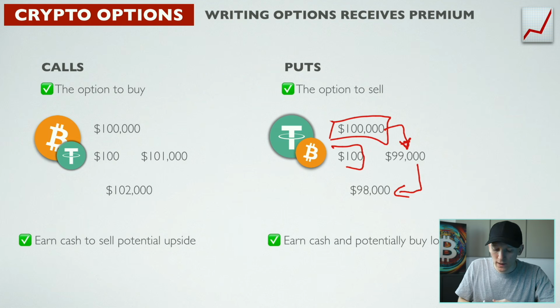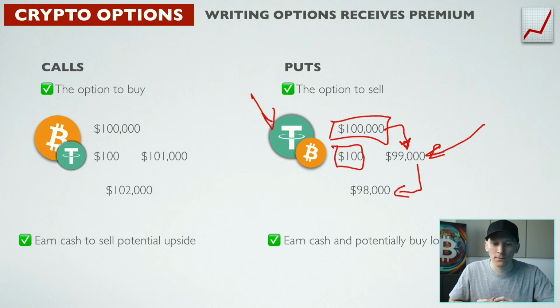For us, we get the options premium, but we do have to buy their Bitcoin at this price. So the cash that we have is being tied up. We're earning the premium, but in the future, we may have to buy the Bitcoin as well. If we did get called on the option, or if the option got exercised, we would have to buy at 99.